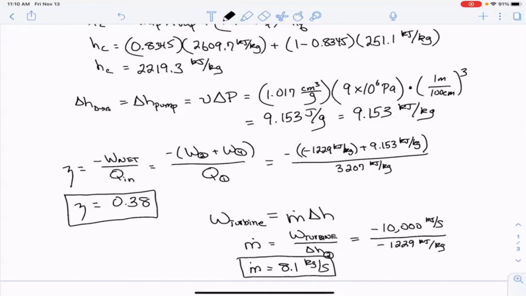Which, believe it or not, is a huge number. I mean, 8 kilograms a second. If you want to think, there's 3,600 kilograms in an hour. So you are literally talking about tens of thousands of kilograms an hour that need to be moved and pumped. So the pump to do this would be enormous. So would the turbine, in fact. Okay.